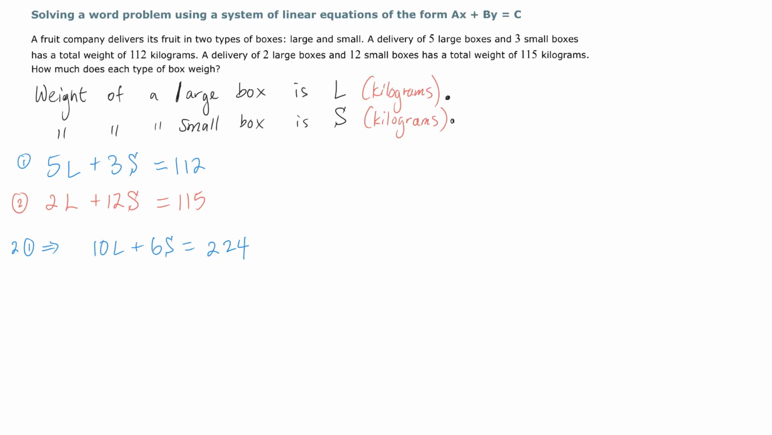And now I'm going to do negative 5 times equation 2. What that notation means is that I'm going to multiply both sides of equation 2 by negative 5. And we get negative 10L minus 60S, and then 115 times 5 is 575, so negative 575.